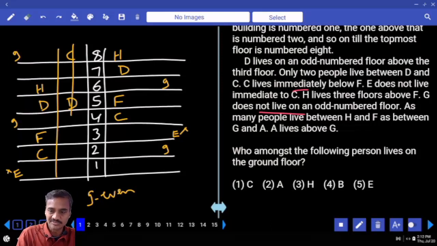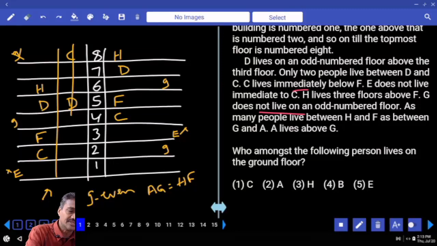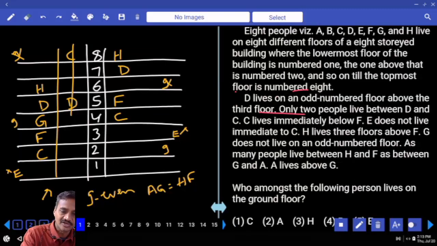And as many people live between H and F. In between H and F there are only 2 people, the same as between A and G. Now H and F equals A and G. A lives above G. Now this A is living above G. Now G cannot be at this place, G must be here, isn't it? And here again G cannot be here, G must be here because A lives above this one.